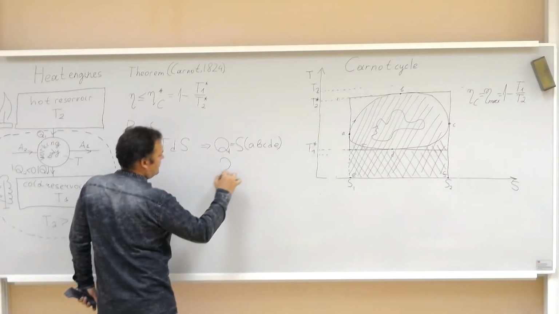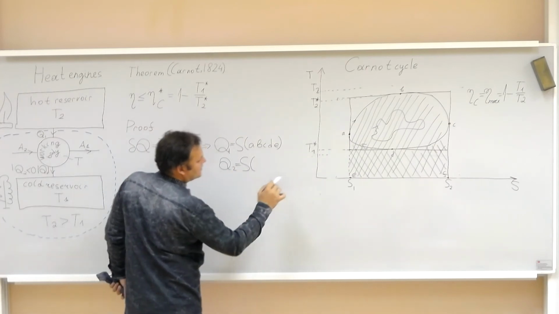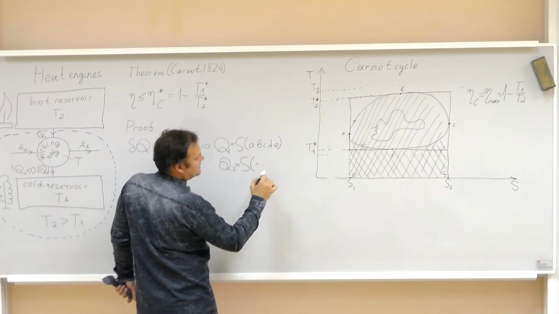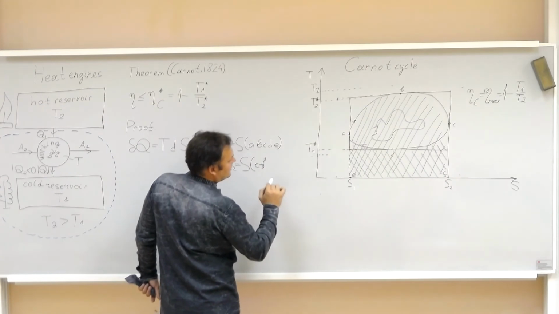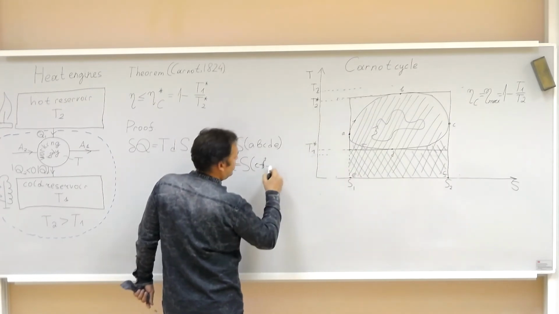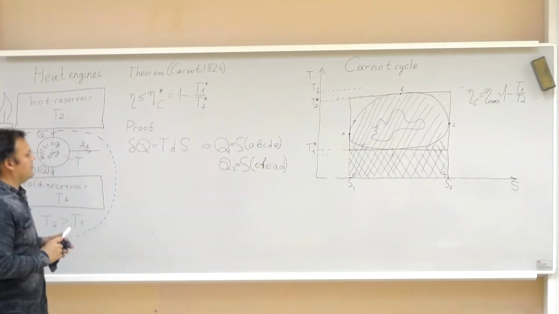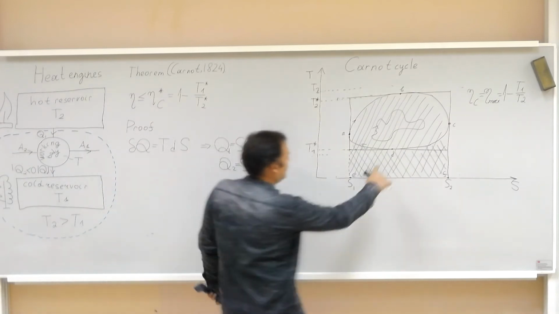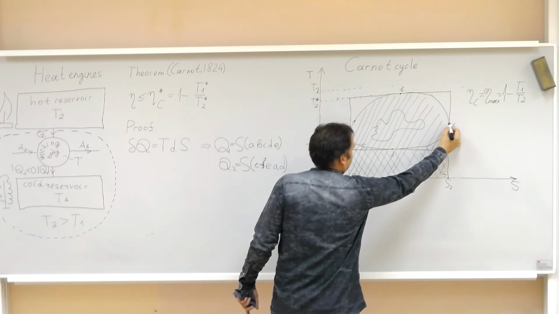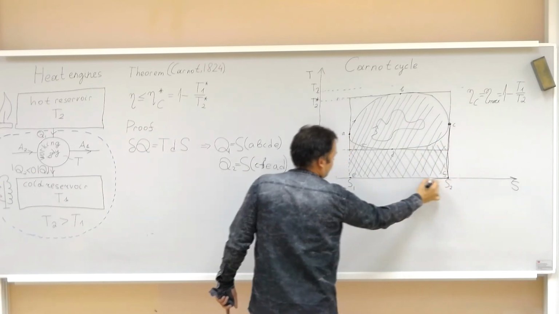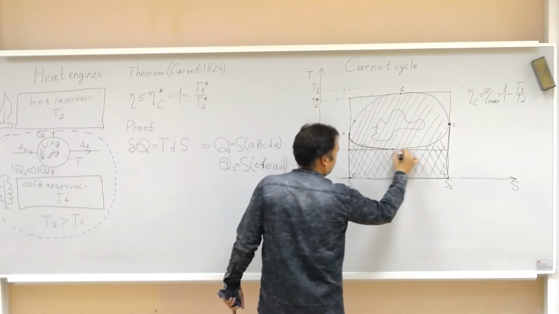So Q2 equals the area of C, F, E, A, D. This one.